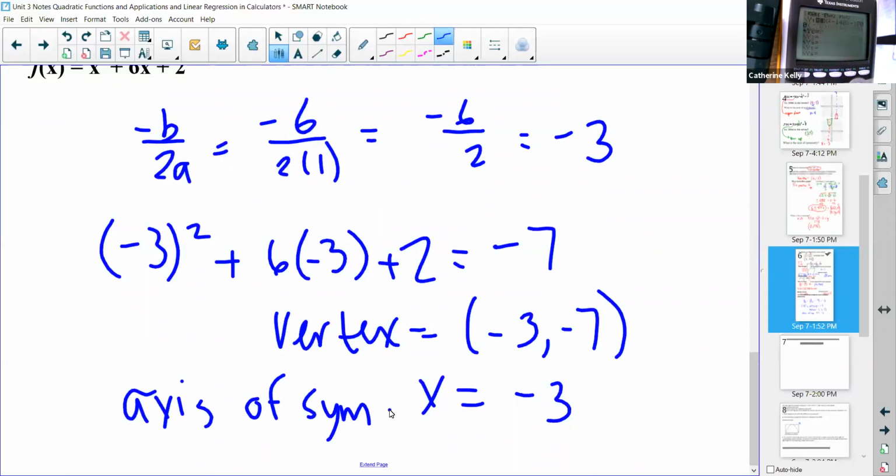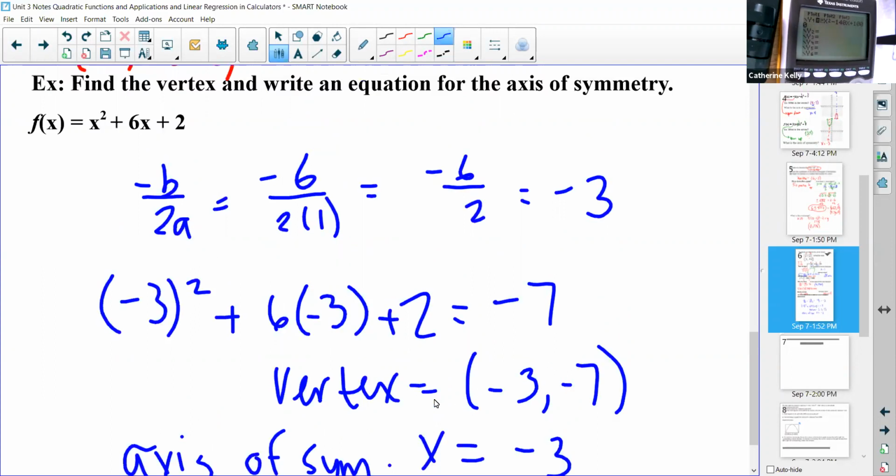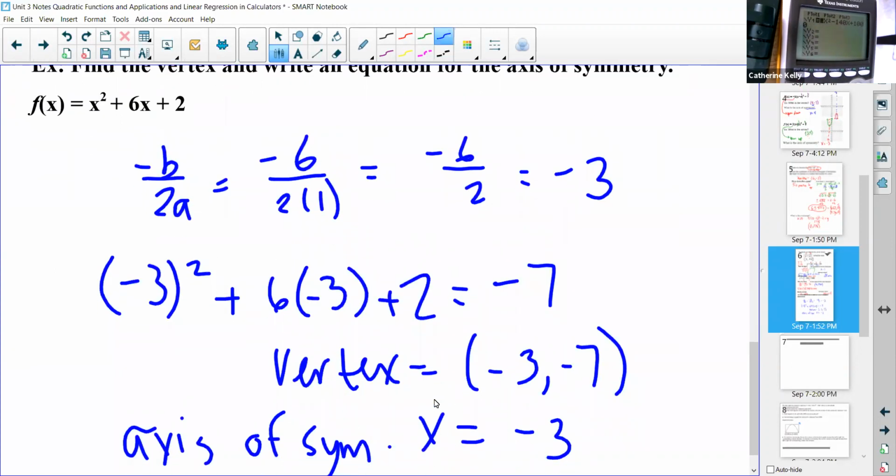So let's check it out on the calculator. Y equals, and we're going to put in x squared plus 6x plus 2. And then I'm going to do my window as negative 10 to 10. Negative 10 to 10. Just to check. It should be crossing at negative 3, negative 7.